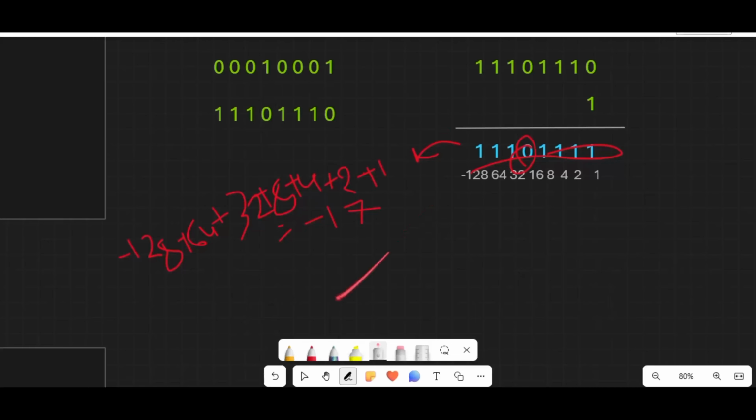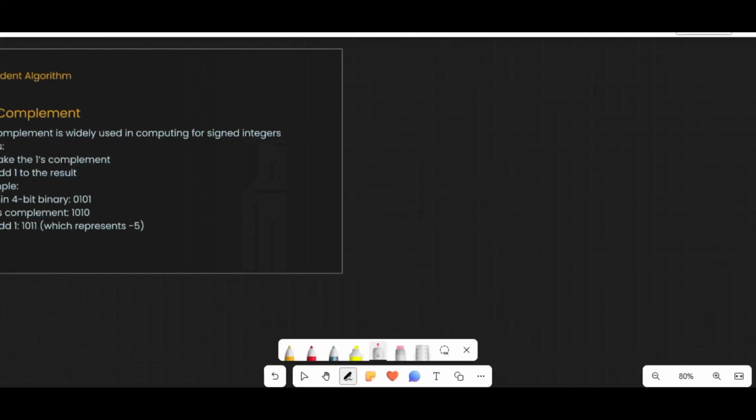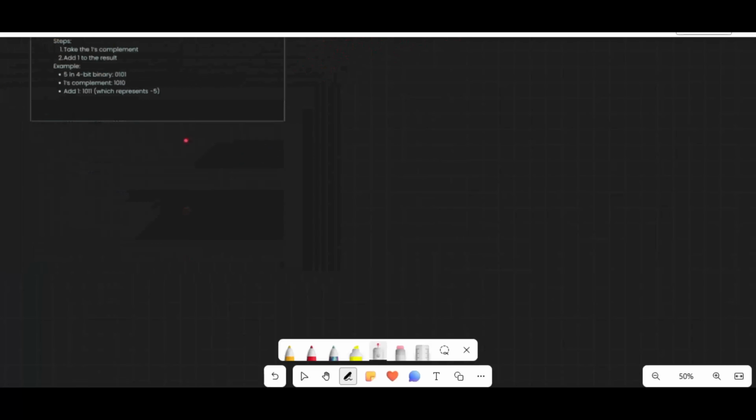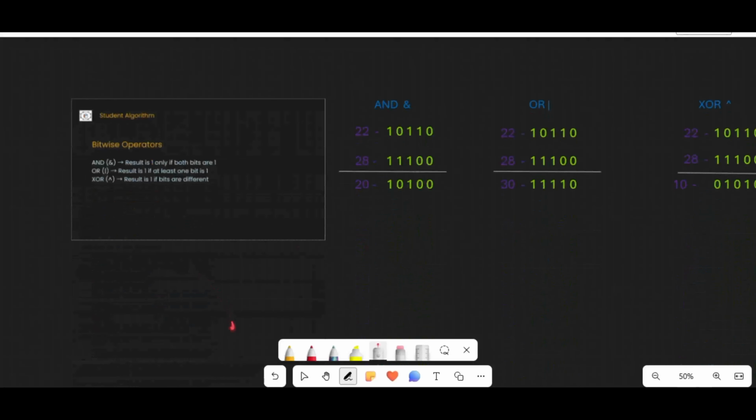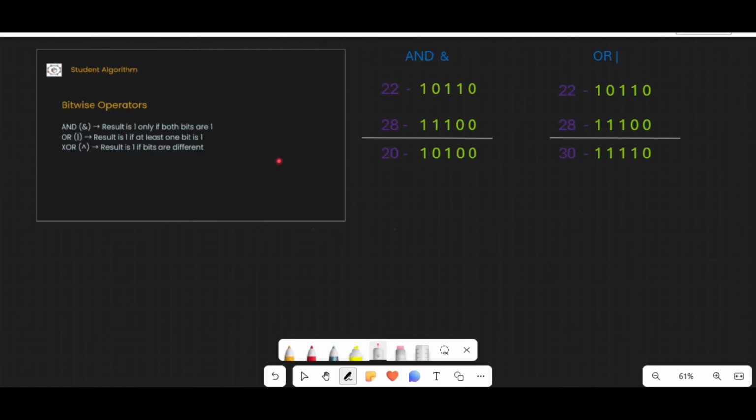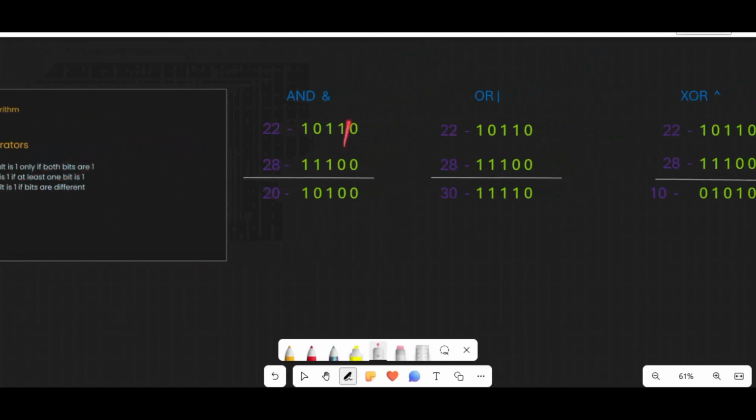Next we'll move to the bitwise operators. There are majorly 6 bitwise operators. First we'll discuss 3: AND, OR and XOR. First we look into the AND operator. The AND operator says if both bits are 1, then it gives 1. If any of the bits is 0, then the result will be 0. This is all about the AND operation.